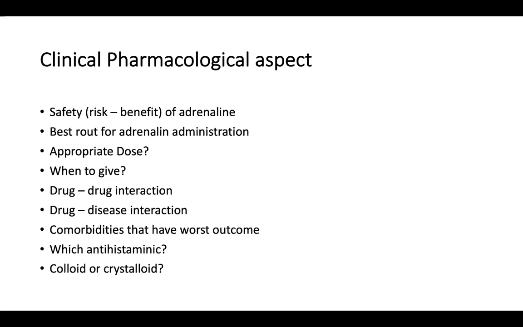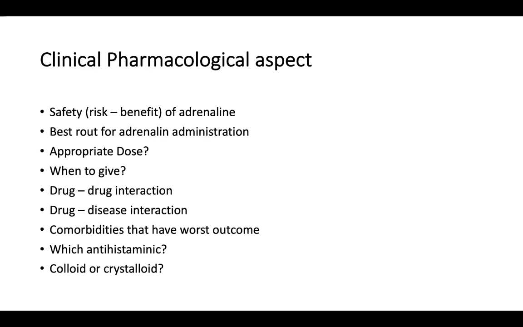Now, what is the drug-disease interaction? If the patient has known thyrotoxicosis, asthma, coronary artery disease, hypertension, or arrhythmia, then we have to be extra cautious in giving adrenaline in the particular dose, because there is a greater chance of arrhythmia, and we have to prepare for other emergency treatment. These comorbidities have the worst outcome, and the worst outcome is seen with asthma patients.